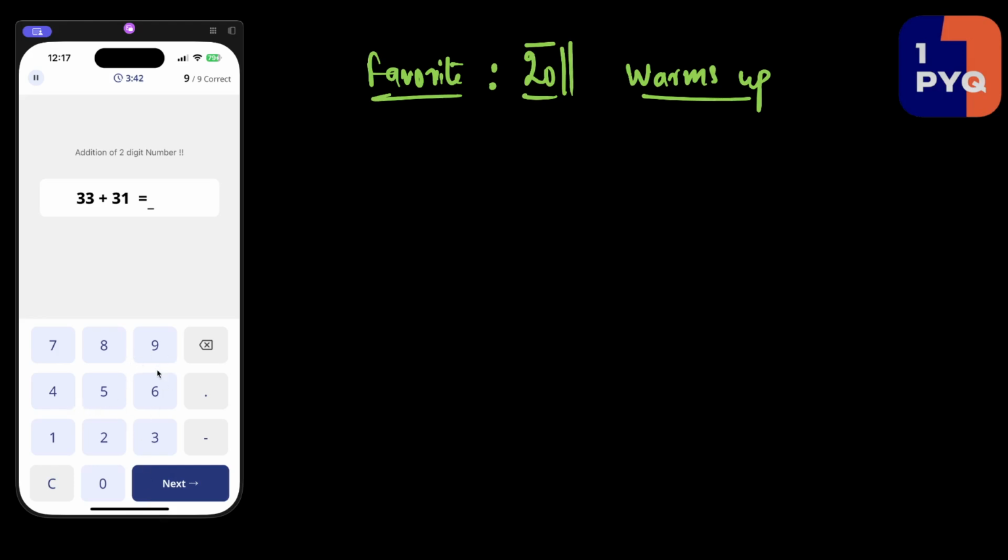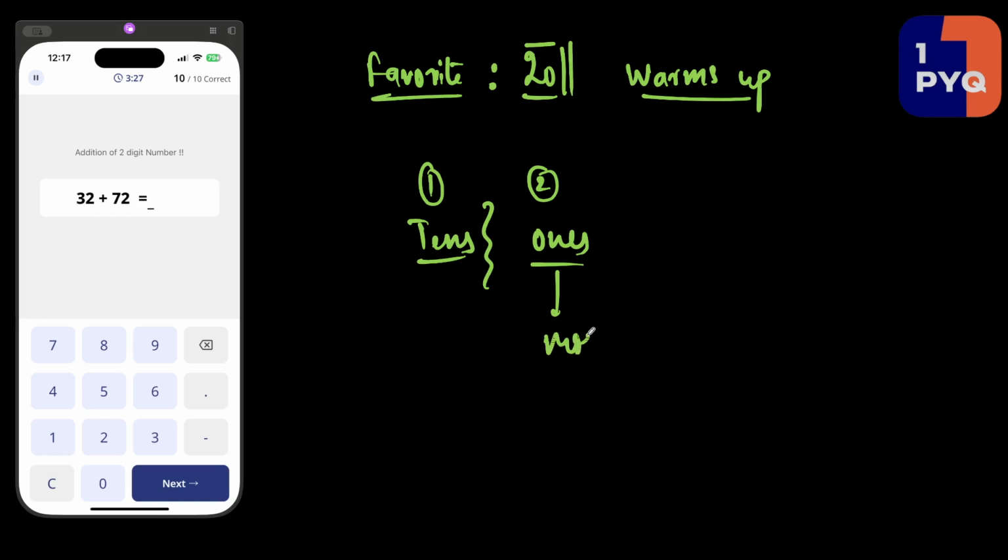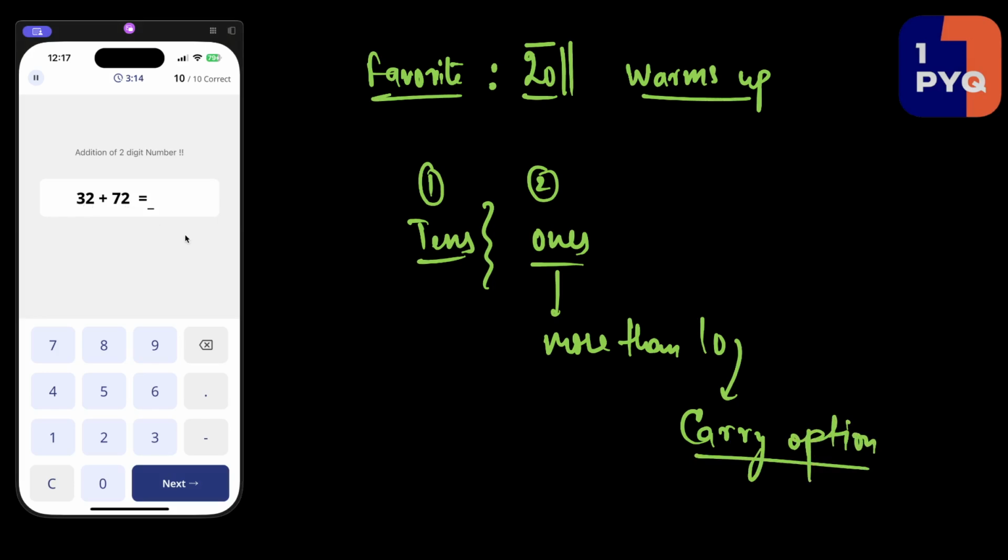3 plus 3, this is 6 plus 4, 64. Okay, I'm focusing on the tens digit first. I'm first adding the tens digit. This should be the step. First add the tens digit, second add the ones digit, and if the sum of the ones digit is more than 10, then focus on the carry option. So here 3 plus 7 is 10, 10 plus 4 is 104. Okay, 6 plus 3 is 9, 9 plus 14 is 104.